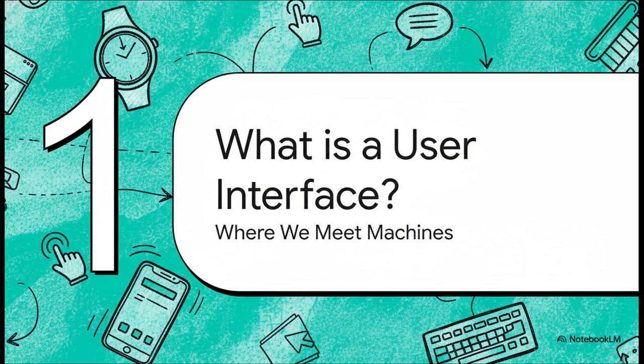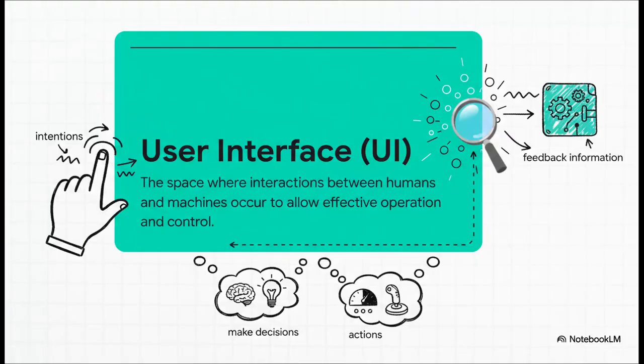Okay, so let's lock in a proper definition. What exactly is a user interface? Well, the formal definition says it's the space where we meet the machine. But the really important part is that last bit. Its goal is effective operation and control. A good UI isn't just about looking pretty. Its whole job is to take what you want to do, translate that for the machine, and then give you feedback so you know what to do next.